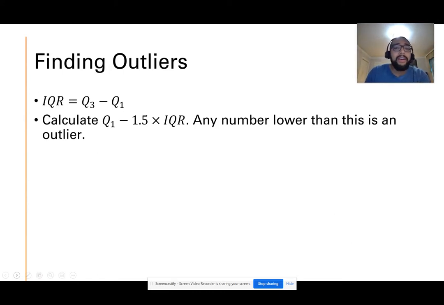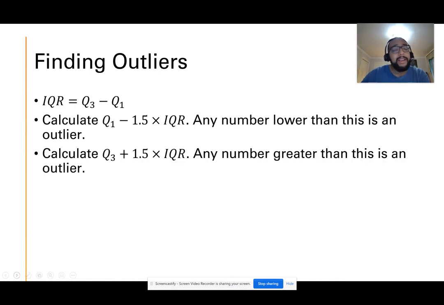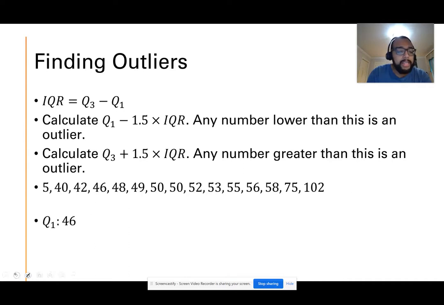We're going to calculate our quartile 1 minus 1.5 times our interquartile range. Any number lower than that is going to be considered an outlier. And on the other end of the spectrum, quartile 3 plus 1.5 times our IQR. Any number bigger than that or greater is an outlier. So with our data set here, we have quartile 1 is 46, quartile 3 is 56. So I'll just calculate on the side here.